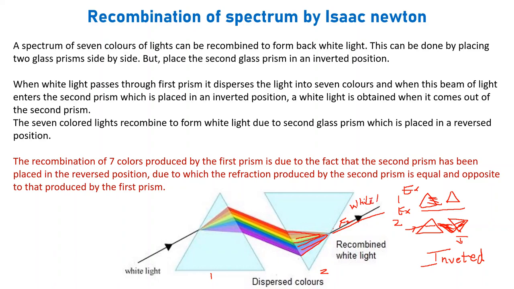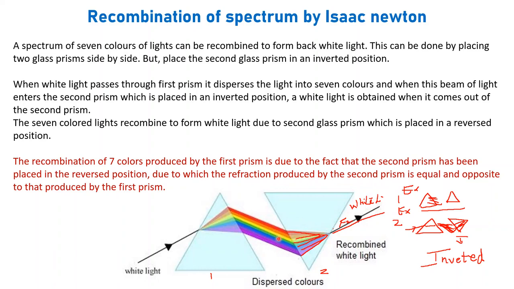I'll write it in short form: white light. Now let's see the conclusion of this experiment. This is what is called recombination: the recombination of the 7 colors produced by the first prism. This is my first prism. It happens because the second prism has been placed in the reversed position. This is my second prism, which Sir Isaac Newton had kept inverted, in the reverse position, due to which refraction produced by the second prism also takes place.